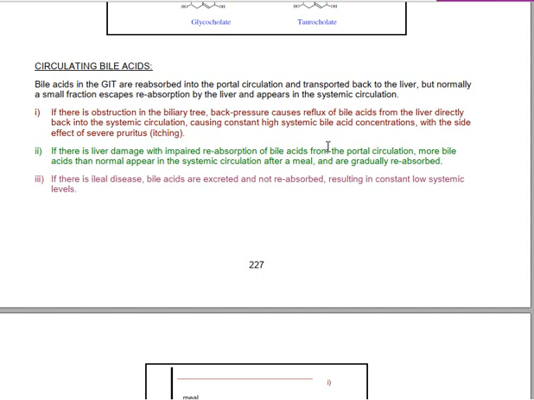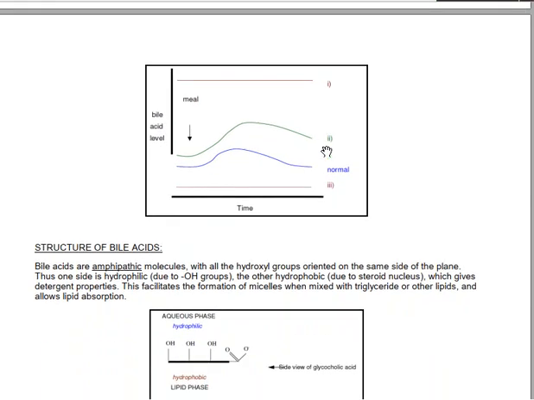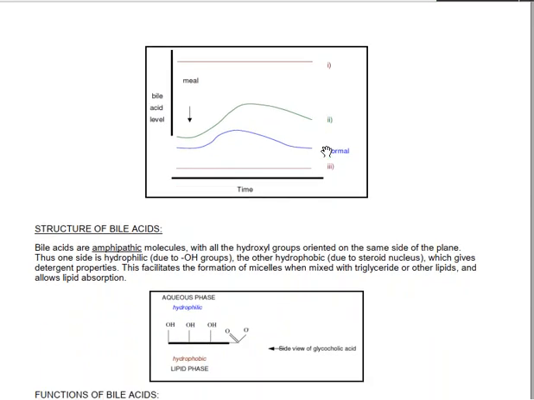And if there is also ileal disease, bile acids are secreted and not reabsorbed, resulting in a constant low systemic level. So in case of ileal disease where bile acids are not reabsorbed in the enterohepatic circulation, you're going to have a very low level of bile acids in blood. So this type of patient is not going to be capable of easily absorbing fats.